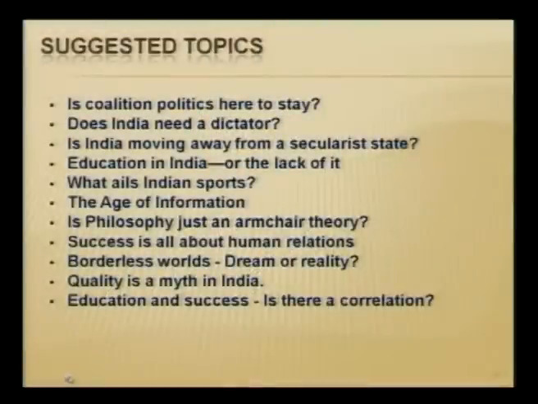Some more suggested topics. When the government was running by coalition politics, you can have a topic like, is coalition politics here to stay? And general topic like, does India need a dictator? India seems to be a very soft country. Does it need a dictator? Is India moving away from a secularist state?